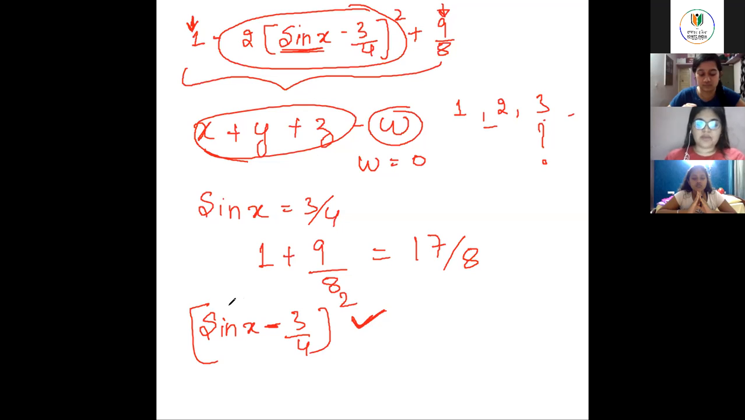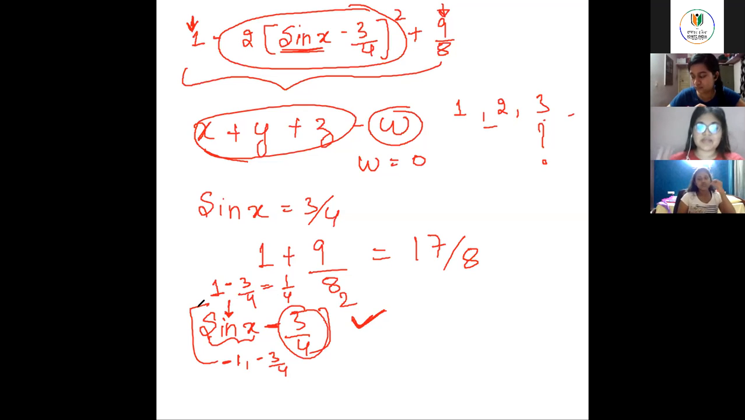If I make sin x to be 1 and not minus 1, I'll decrease the function. 1 minus 3 by 4 is 1 by 4. But if I make this negative, if I say minus 1 or maybe minus 3 by 4, then I'm adding up to the sin x minus 3 by 4 function. This is just by observing some things that you can find out, that you can't even find out by putting so many values.